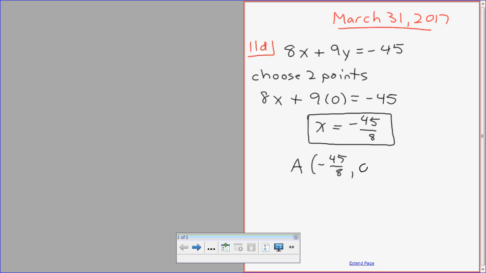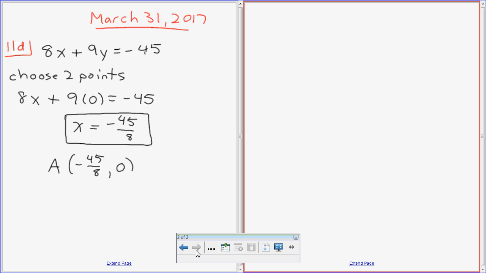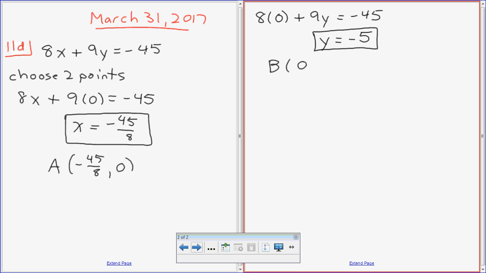Okay, so everyone see what we're trying to do here? We're just going to use 2 points, and we're going to do the same thing we did yesterday. For the y-intercept, I'm going to say 8 times 0 plus 9y equals negative 45. So then y is going to equal negative 5. So my second point is 0 and negative 5.